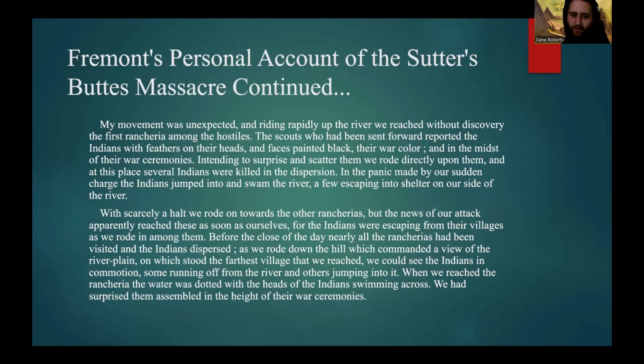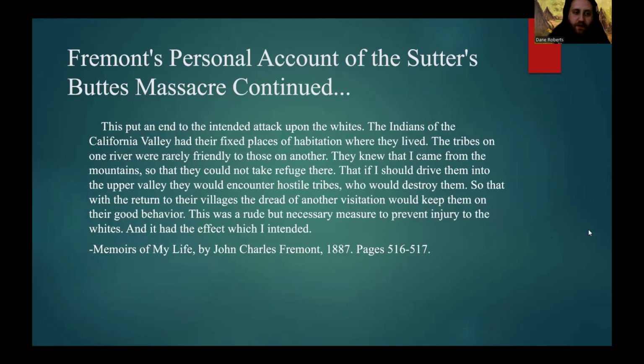the Indians dispersed. As we rode down the hill, which commanded a view of the river plain on which stood the farthest village that we reached, we could see the Indians in the commotion, some running off from the river, and others jumping into it. When we reached the rancheria, the water was dotted with the heads of the Indians swimming across. We had surprised them assembled in the height of their war ceremonies. This put an end to the attack upon the whites.